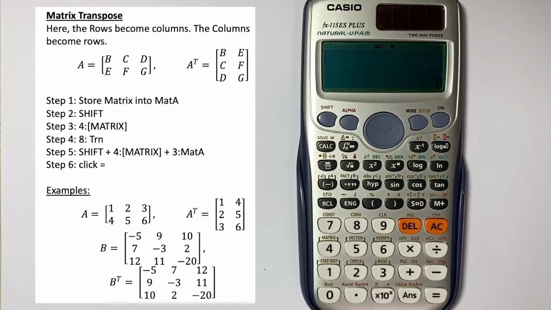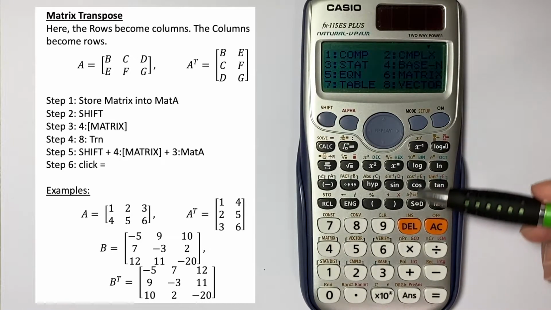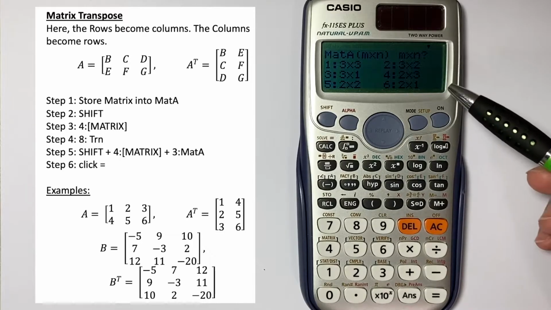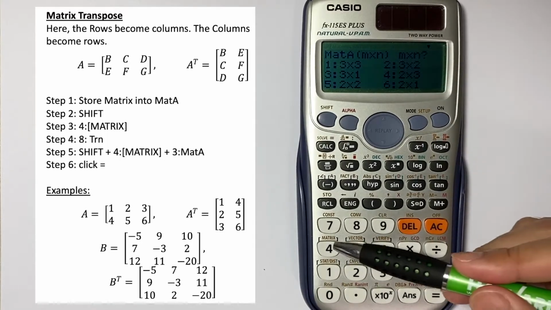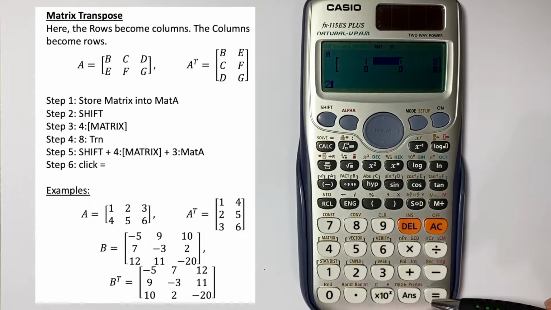Let's do a couple of examples here. Let's say you have a matrix A, which is 2 times 3. So in this case, we go to the mode, and then number 6 matrix, and then we store the matrix A here, and this is going to be a 2 times 3 matrix, 2 rows and 3 columns, and you're going to select number 4, and here we're going to key in the numbers 1, 2, 3, 4, 5, 6.